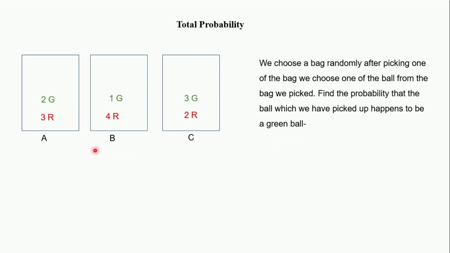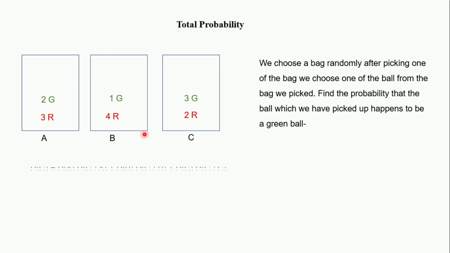Now we can choose bag A and then we pick a green ball from that, or we may choose bag B and pick a green ball from that, or we may choose bag C and we may pick a green ball from that. So the probability that we pick a green ball equals the probability of all these combinations. That is what total probability says.